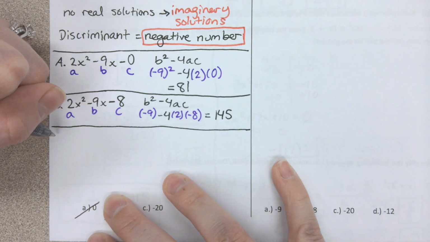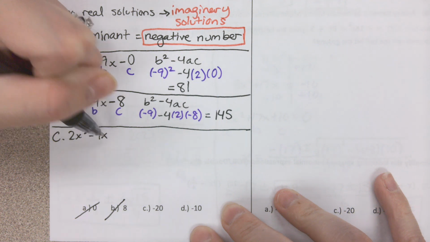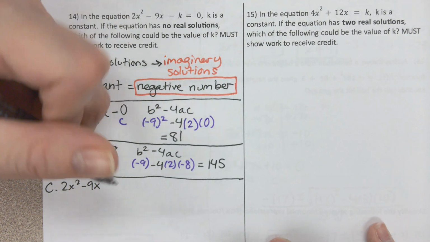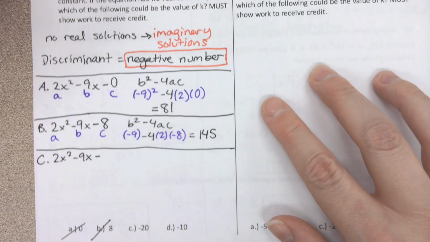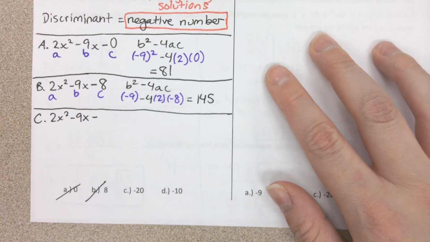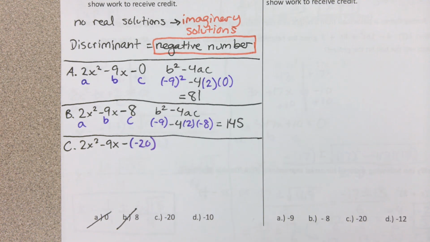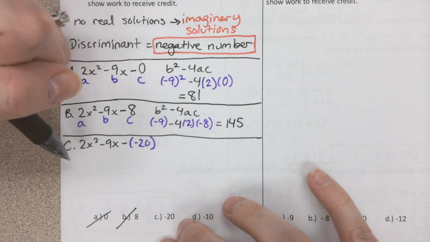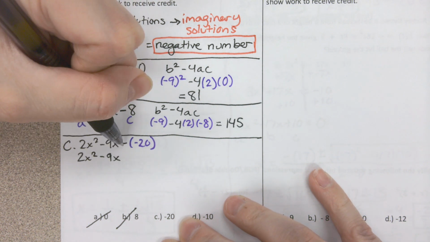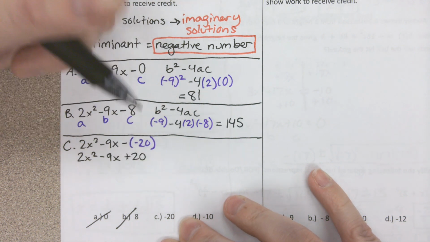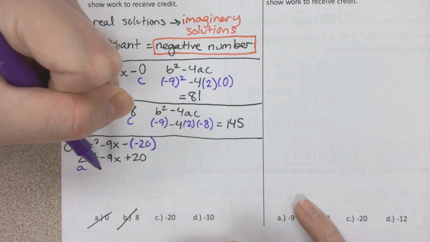Let's try C. 2x squared minus 9x minus K is, we're trying negative 20. So I'm going to write minus negative 20. Before I label ABC, let's write this again. 2x squared minus 9x. This turns into a plus 20. So my C is actually positive here. I need to be careful about that. ABC.